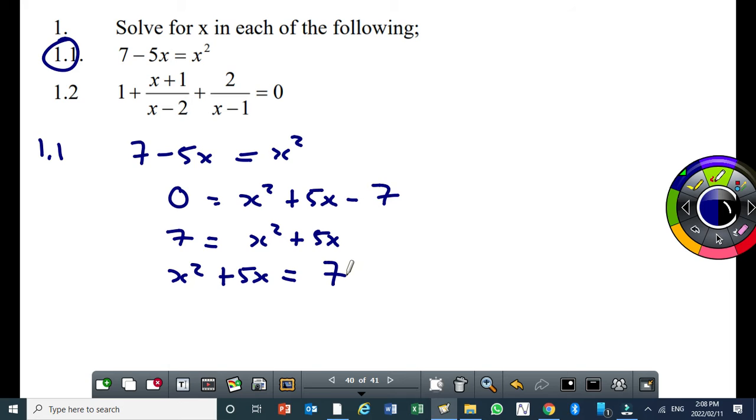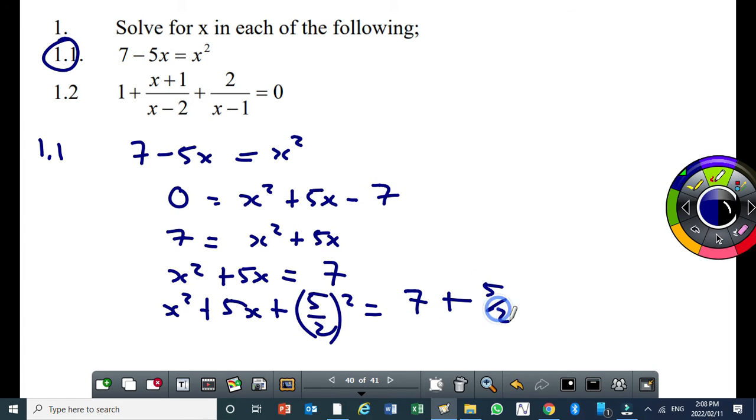Then we need to determine half of the coefficient of x. Okay? We add its square on the left hand side, we also add its square on the right hand side. The moment we add the square of half of the coefficient of x on the left hand side, we'll create a perfect square trinomial. So this will be x squared plus 5x plus, now half of 5 is 5 over 2. Then we square that. Since we added that on the left hand side, we also do it on the right hand side, because we are solving an equation. So whatever you do on the left, you do it on the right.